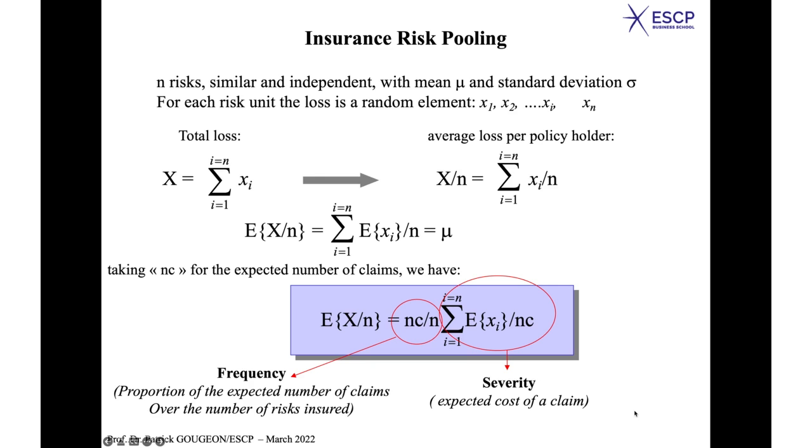What about the other block? The other block is actually what we call the severity. It is the expected cost of a claim, because you divide the total expected loss over the number of claims. Okay, so it is a severity, it is the expected loss of a claim. So we know the frequency. In other words, you can translate this into: the expected loss is the frequency times the severity.